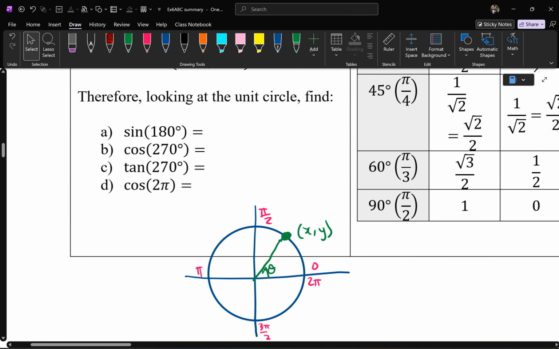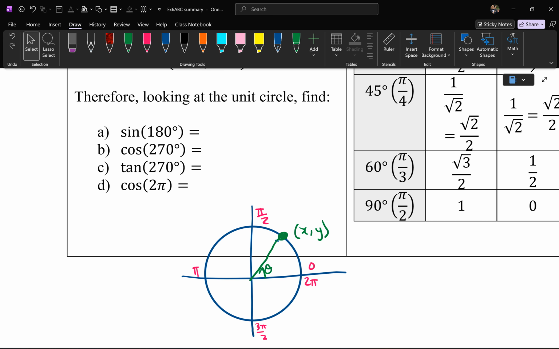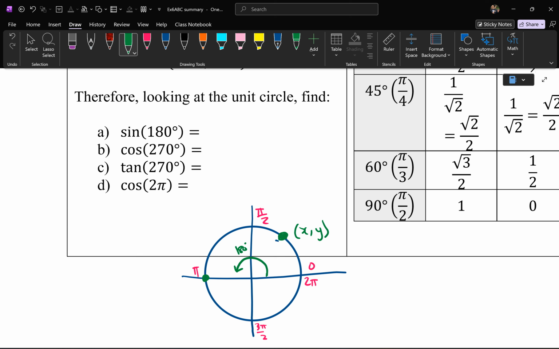Let's see if you can just read the unit circle and understand what it means when you type on your calculator, back in year 9, sine of 180 degrees. Here we go, sine of 180. So you think about 180 degrees, this is a 180 rotation. So I rotate around the circle, I rotated 180 degrees, and I end up at this spot. See that? Starting from 0, rotate 180 degrees, I end up at pi.